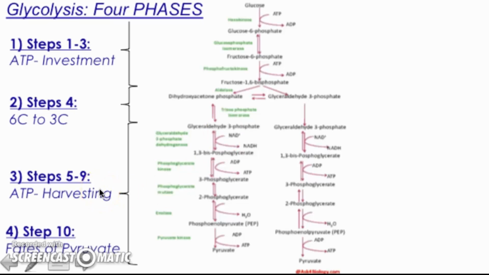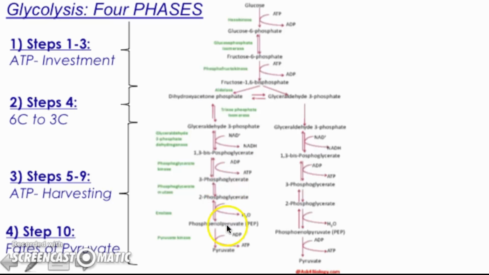Phase 3 includes steps 5 through 9. This is the ATP harvesting phase. And during this phase, we will also focus on the steps that involve a production of an ATP molecule. You'll see here in this step, which is conversion of 1,3-bisphosphoglycerate to 3-phosphoglycerate, we have production or yield of 1 ATP.